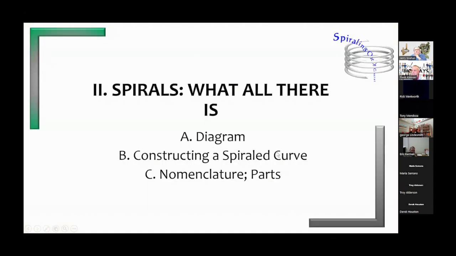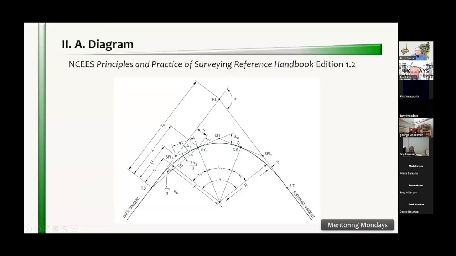Okay, so spirals. What others? Let's look at a spiral diagram: how we construct a spiraled curve based on mathematics, and some of the nomenclature in the parts. Okay, how we put all this stuff together. All right, this is directly out of the NCEES Principles and Practice of Surveying Reference Handbook. That's the only book that students have available for them for the exam.